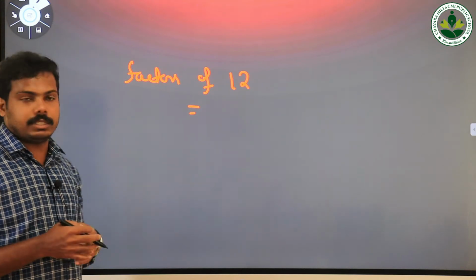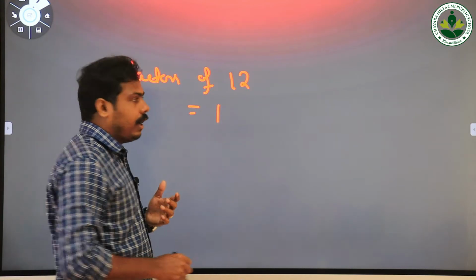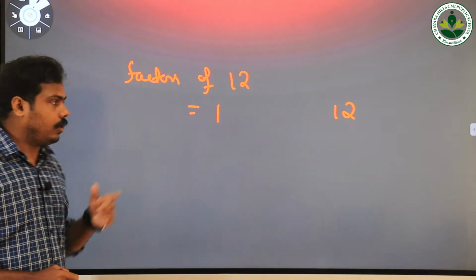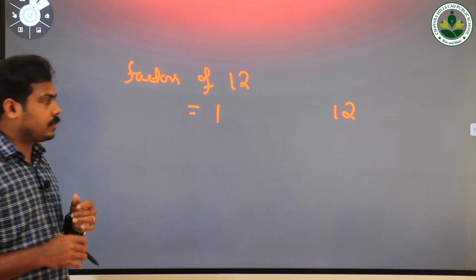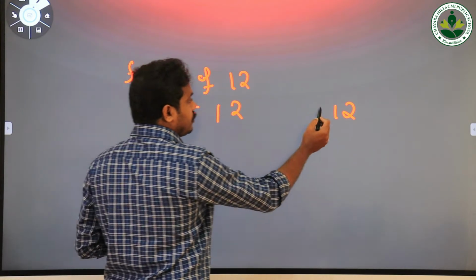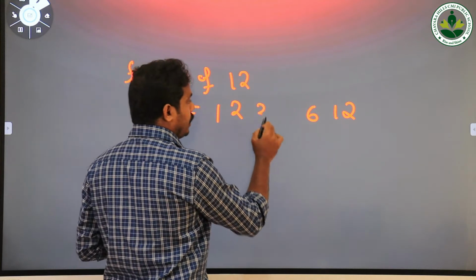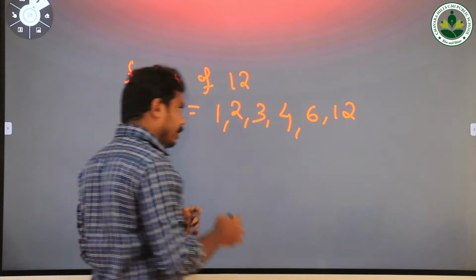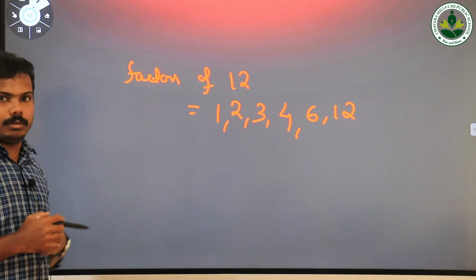Okay, factors of 12. The first factor is the number 1, and the last factor is the number itself. So two factors of 12 are 1 and 12. Then 2 into 6 is 12, so 2 and 6 are factors. Then 3 into 4. So the factors of 12 are 1, 2, 3, 4, 6 and 12.